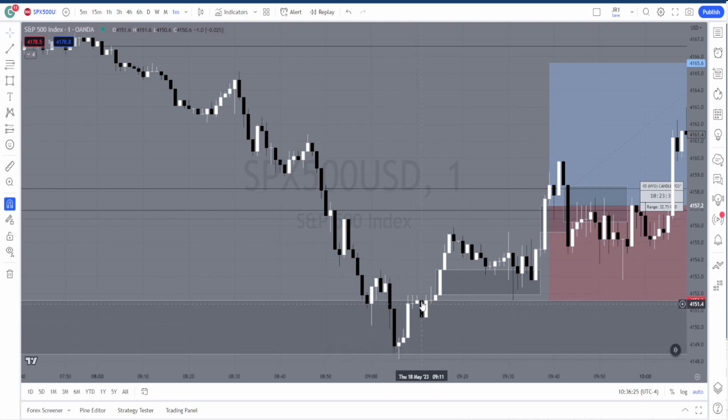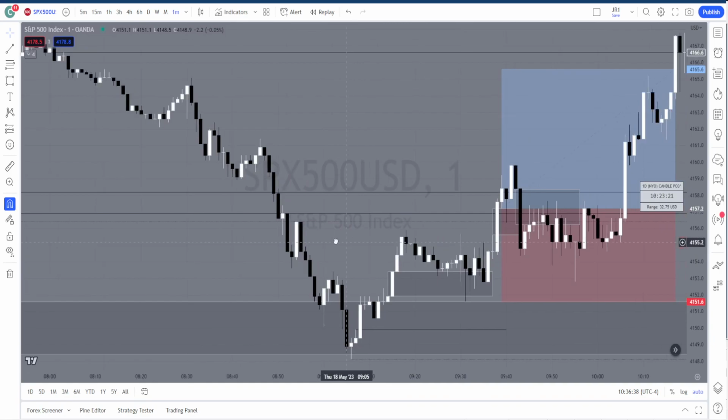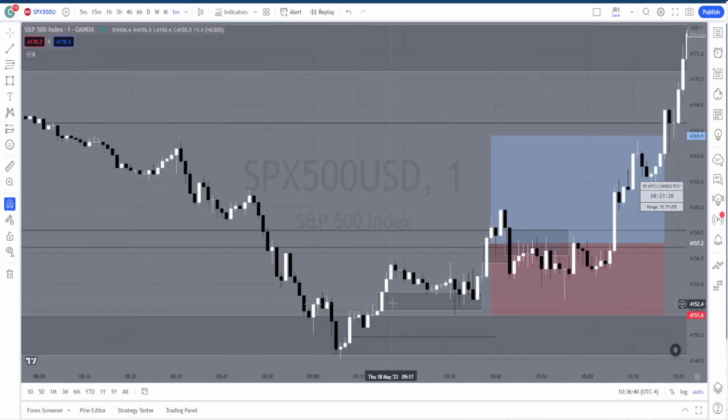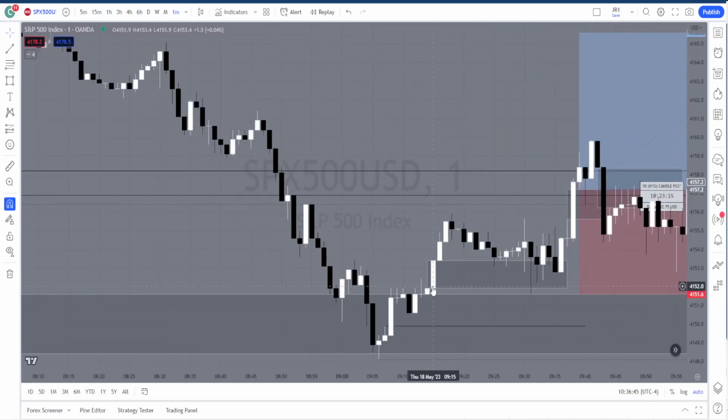But this imbalance, inefficiency, fair value gap, had already been tested by this candle right here. So the idea was that it's either going to hit this level right here, which is the bottom of the imbalance, or it's going to hit one of these imbalances because it has one here and here, but the bigger one is this one.